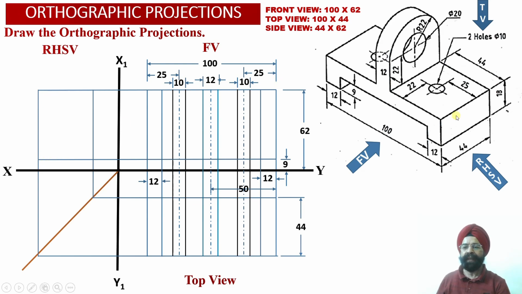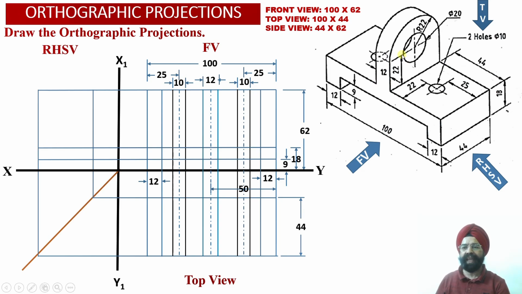Then we know that the top surface of this element number 1, which is a horizontal web, has a height equal to 18 millimeter. So now we are going to take a distance of 18 millimeter height from the XY reference line, and we will obtain a horizontal projector line in the front view projections, and we have extended this horizontal projector line into the right hand side view projection over here.